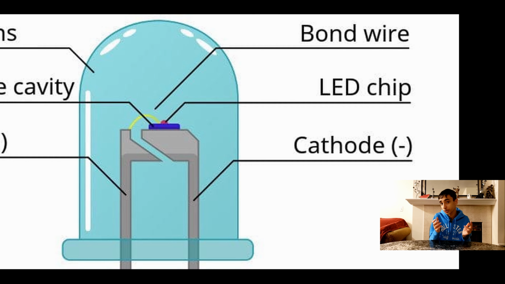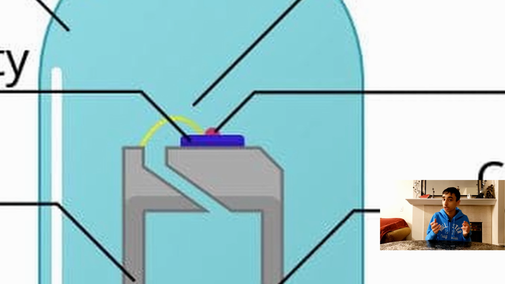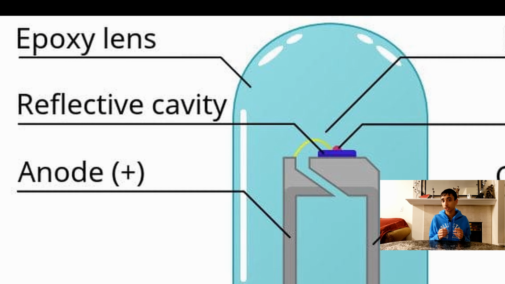There is the cathode terminal, which is negative, and the reflective cavity is what holds the LED chip, and the chip itself is what contains the semiconductor material. That is then connected by a tiny bond wire to the anode terminal, which is positive. There you go! That's a simple LED.